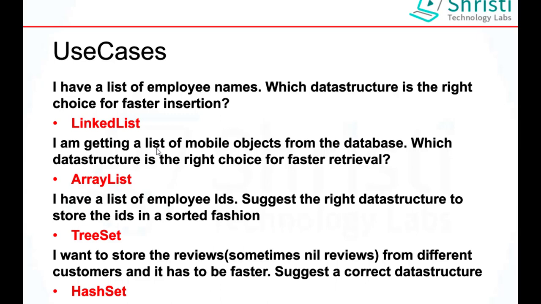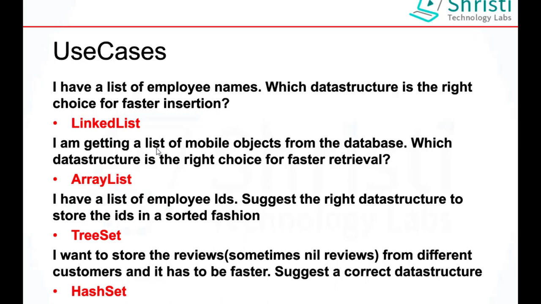Next question. I have a list of employee IDs. Suggest the right data structure to store the IDs in a sorted fashion. When you say employee IDs, there are no duplicates. They are unique elements. So the right data structure that you can use is set. Because it has to be in a sorted fashion, you can use tree set.